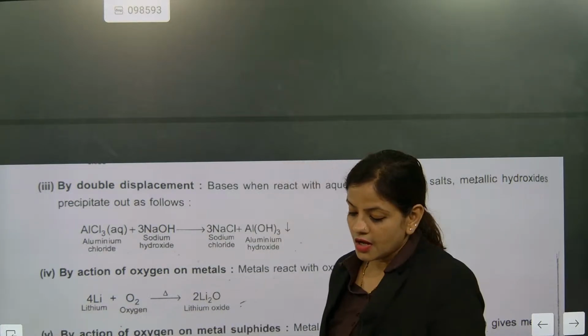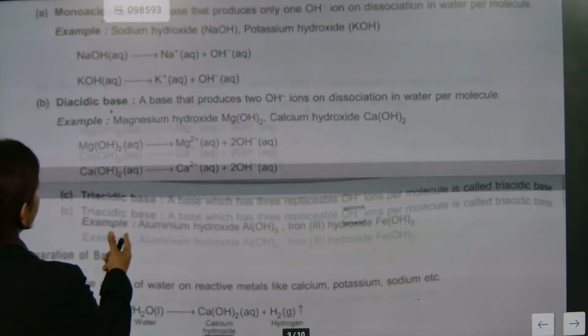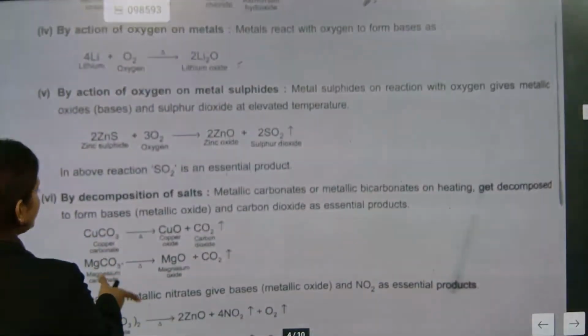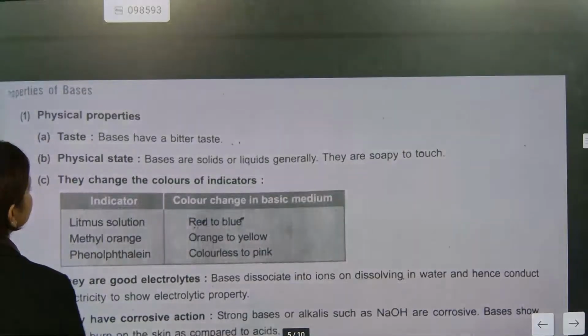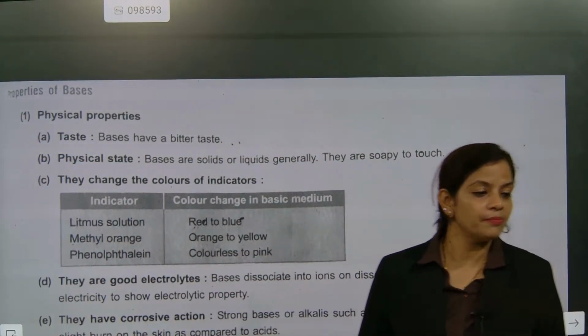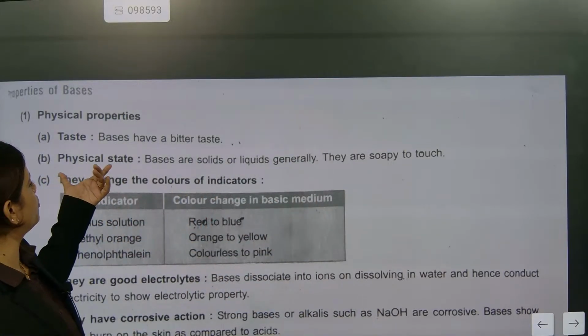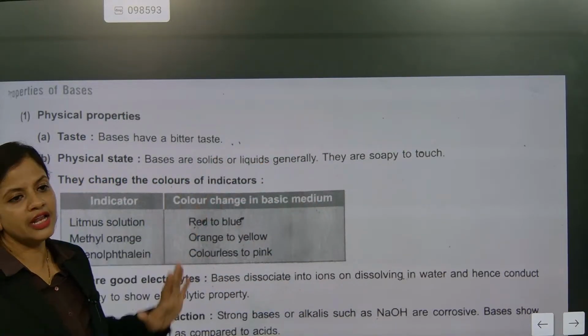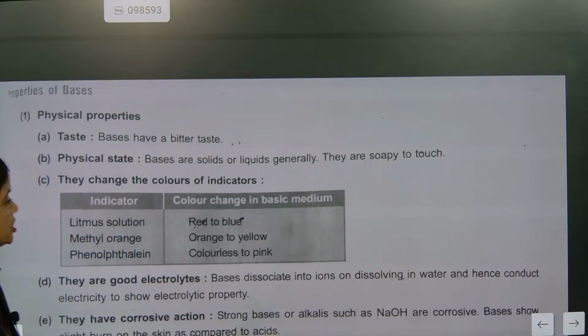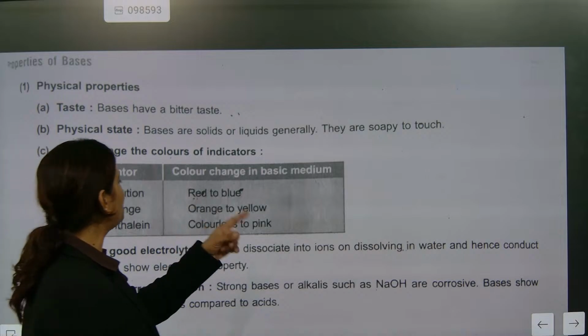Okay, very good. So now next part, what we have learned? Because we need to go very fast with the third one. Now check physical properties. Already we know about the physical properties. Taste is what? Bitter. Second one, physical state. Most of the bases are solid or liquid and soapy to touch. Color, litmus paper, red to blue.